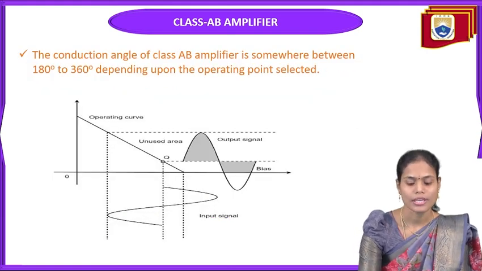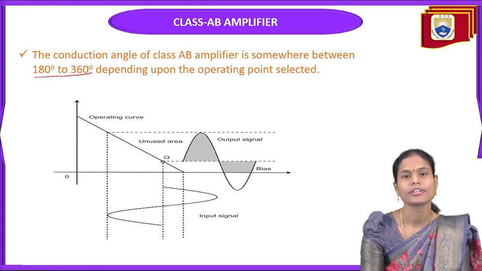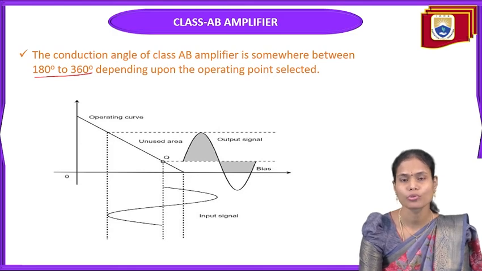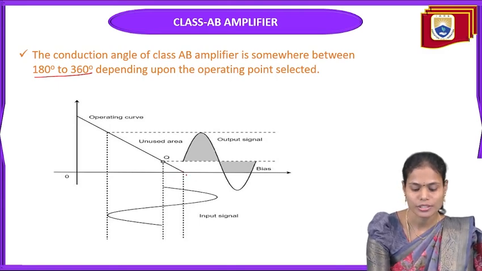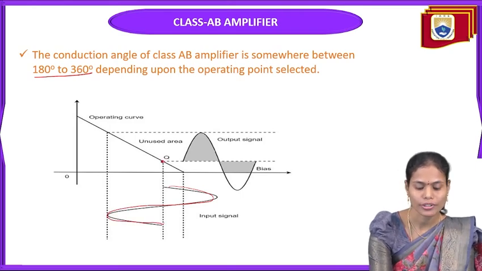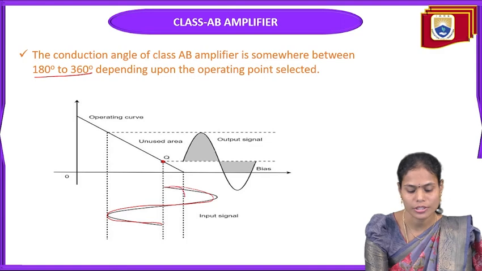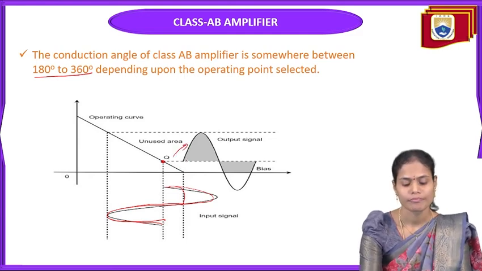In the class AB amplifier, the conduction angle is between 180 degrees and 360 degrees. Why? Because we need to maintain more than one half of the input signal. So that's why we are giving the input signal like this one, and we are making the Q point here. It takes this particular waveform as well as this one as the input, and we will get the corresponding output here. This shaded one is the output we got from the class AB power amplifier.